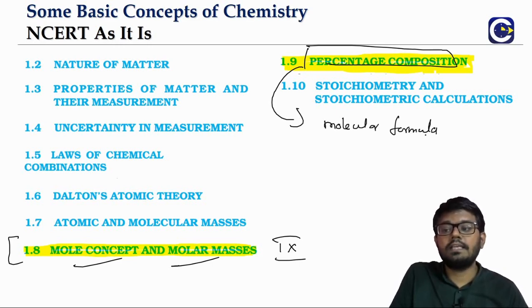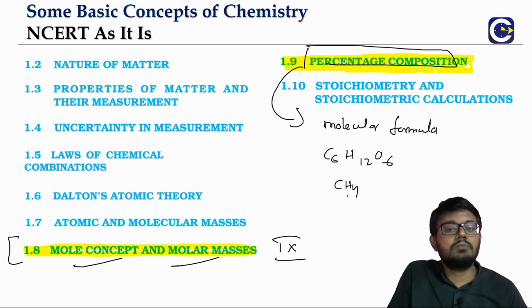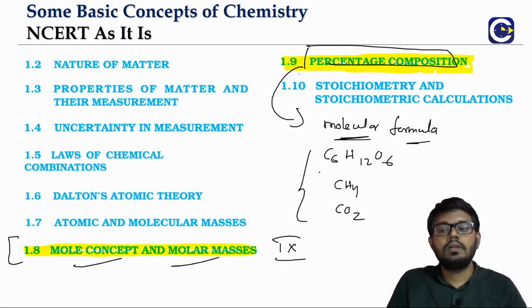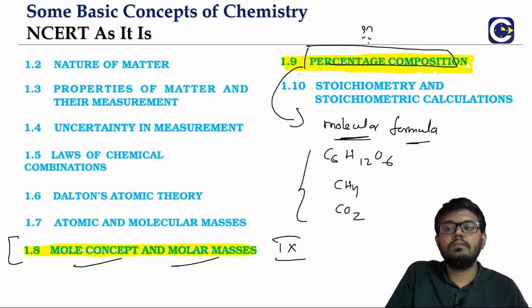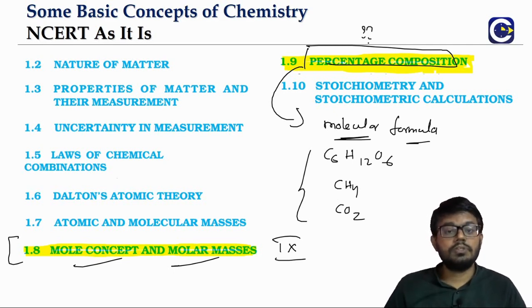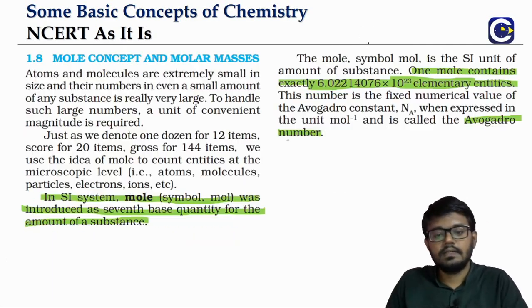Today if I say glucose, the first thing that will come to our mind is C6H12O6. If I say methane, the first thing that will come to our mind is CH4. If I say carbon dioxide, you will think of CO2. What are all these? These are all molecular formulas, correct? So how do we get them? We'll have a procedure to find out the molecular formula of different substances. We'll see how that will be done.